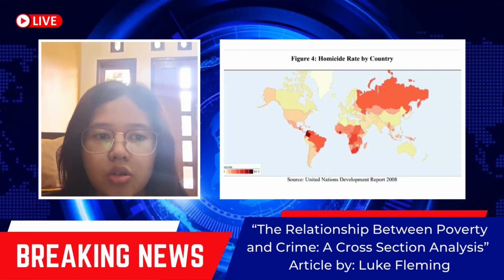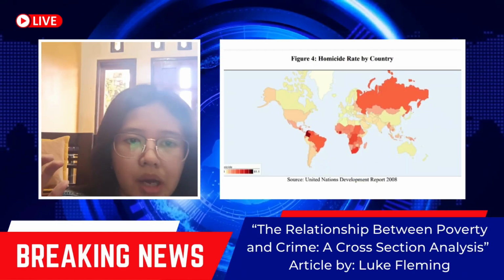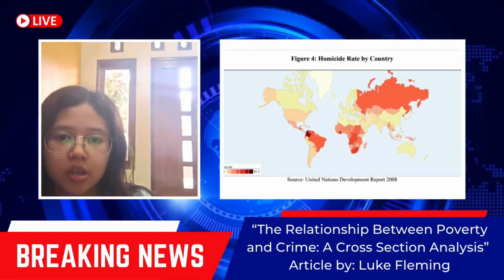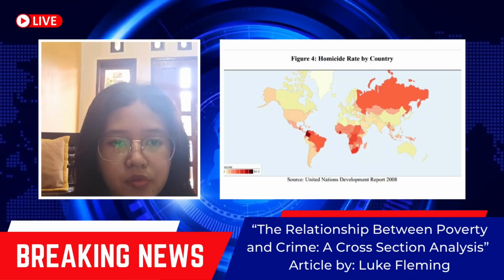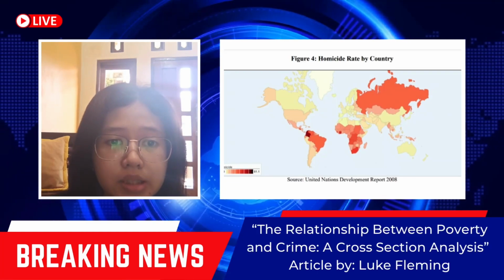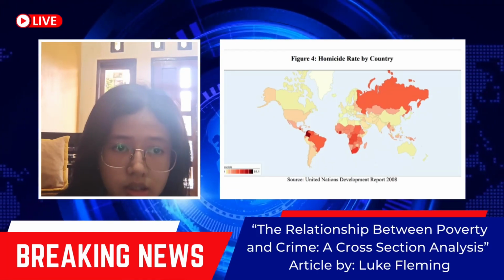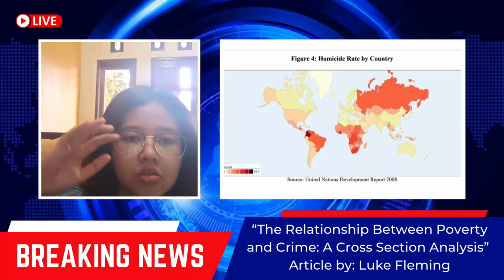Second evidence shows the homicide rate by country, as you can see in figure 4, according to the UN Development Report 2008. It depicts the homicide rate by each country. This data is structurally similar to the first figure.